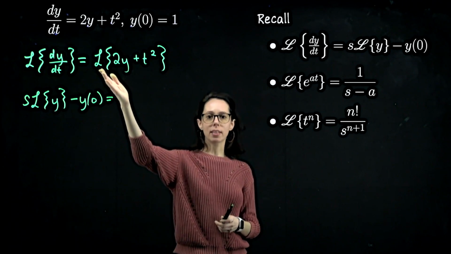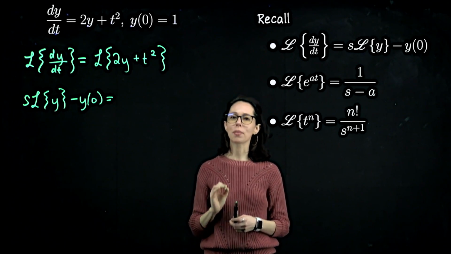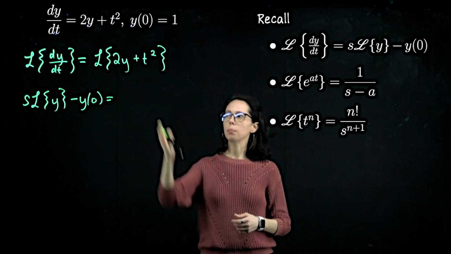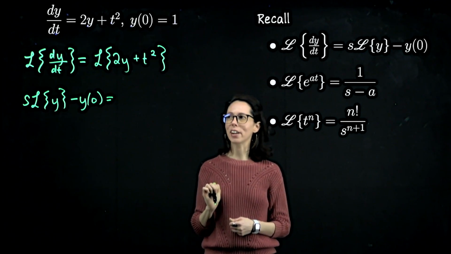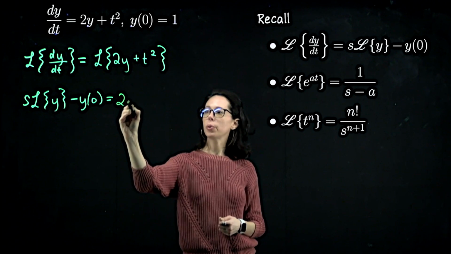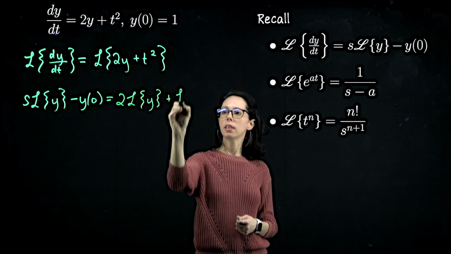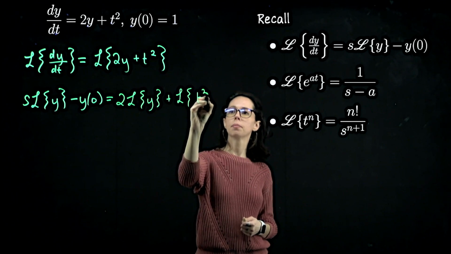So I'm going to break this sum up into the Laplace transform of 2y plus the Laplace transform of t squared, and I will also go ahead and pull that 2 out front, so that's also part of the linearity property. All that to say that the right-hand side is going to turn into 2 times the Laplace transform of y plus the Laplace transform of t squared.